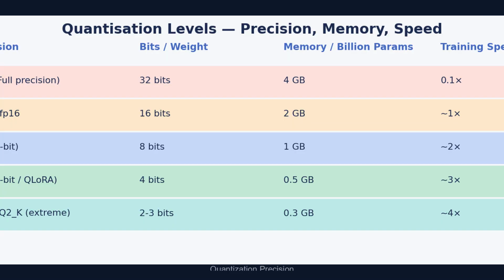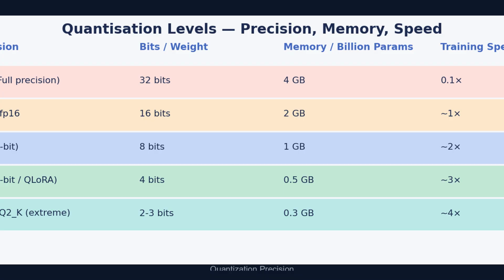This table maps quantization levels to their memory cost and relative training speed. FP32 at 32 bits costs 4 gigabytes per billion parameters and trains at 0.1x relative speed. It's the baseline for numerical precision but completely impractical for large models. FP16 and BF16 at 16 bits cut that to 2 GB per billion and run at roughly 1x speed, the standard for LoRA training. INT8 at 8 bits drops to 1 GB per billion and doubles training throughput.